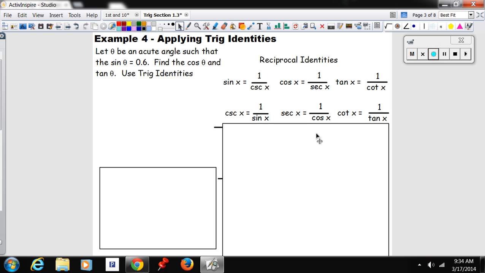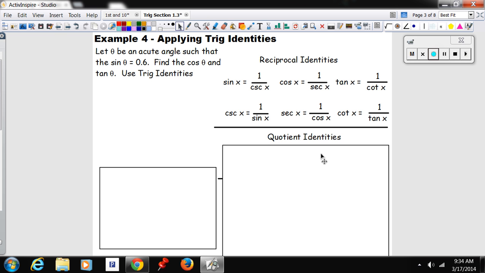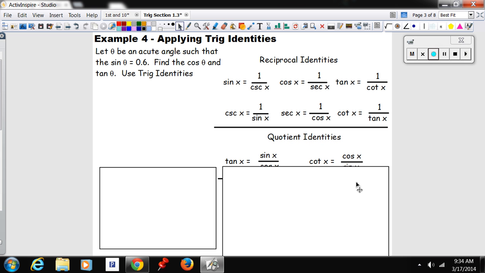There's two quotient identities, two of them, and they're right here. Tangent is equal to sine divided by cosine. Cotangent is equal to cosine divided by sine. We had a homework last week where you were trying to figure out the sign of the 6 trig function of the coordinates on your unit circle. Remember the sine was your y coordinate? Remember the cosine was your x coordinate?